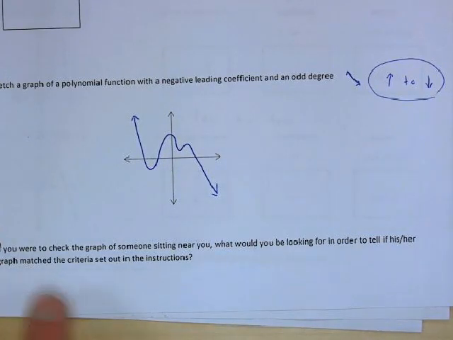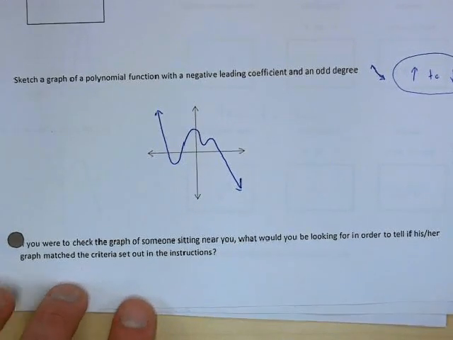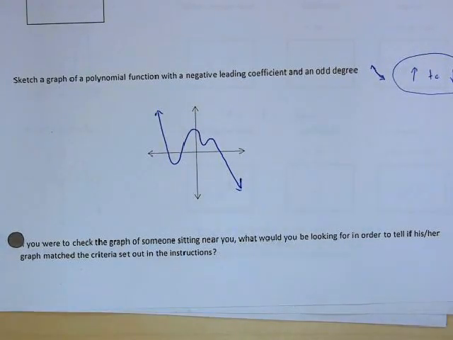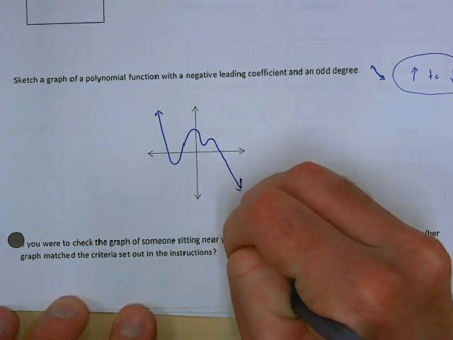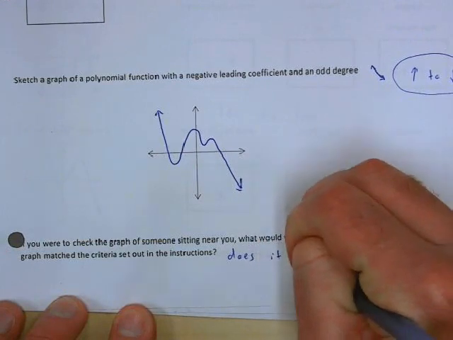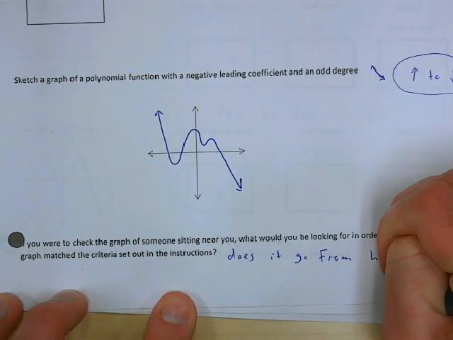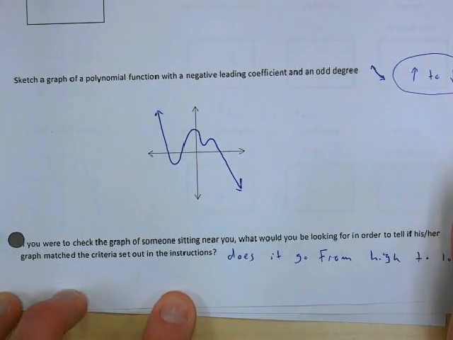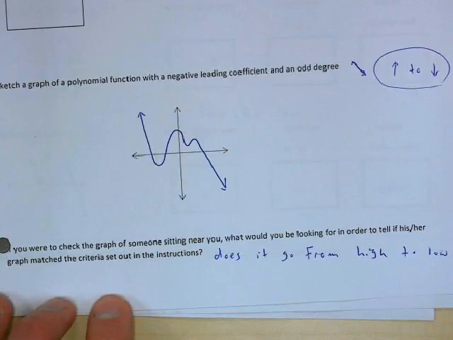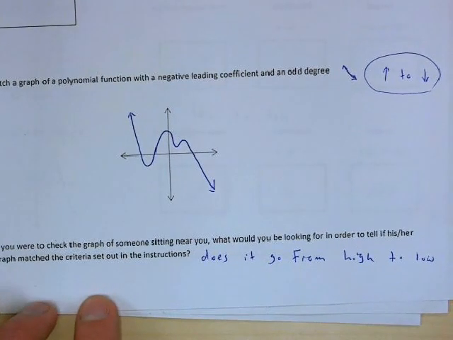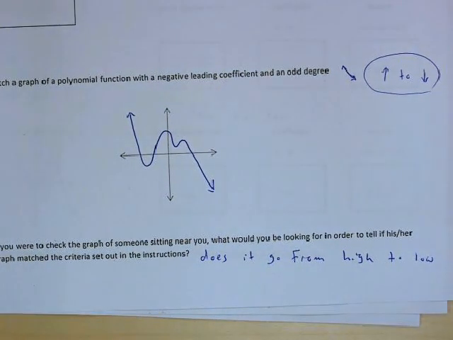Okay, and then this is not really applicable this year, but if you were to check the graph of someone sitting near you, what would you be looking for in order to tell if his or her graph matched the criteria set out in the instructions? Well, does it go from high to low? That's really what we'd be looking for. Any graph, as long as it goes from high to low, would work. And that's pretty short, but that is it. That's 3.1.